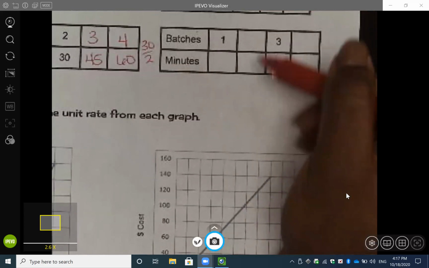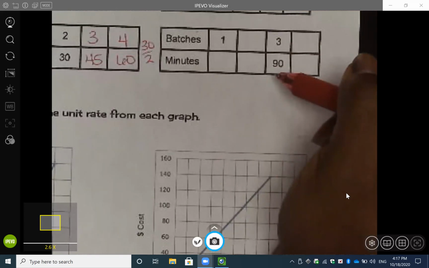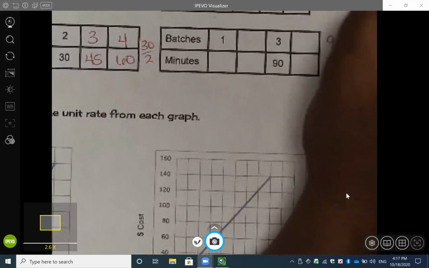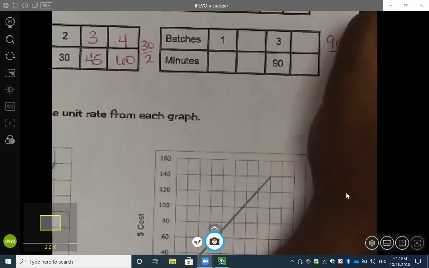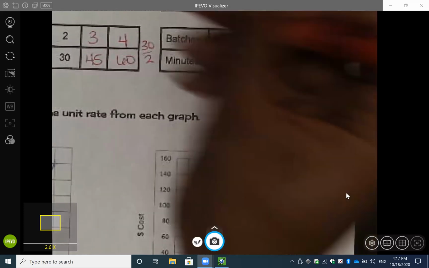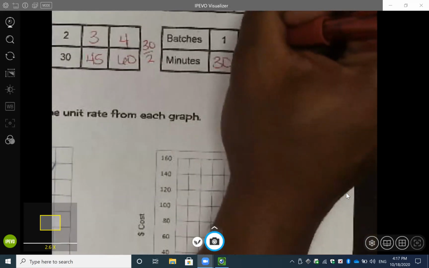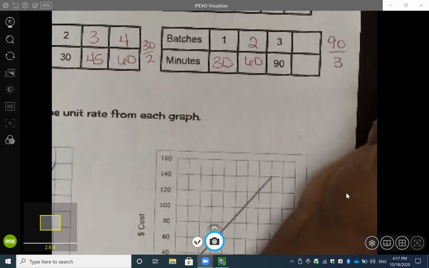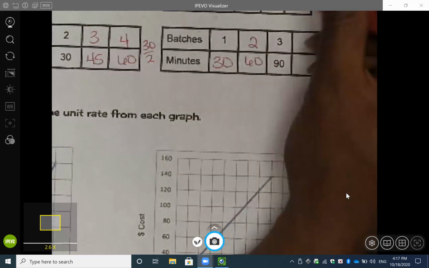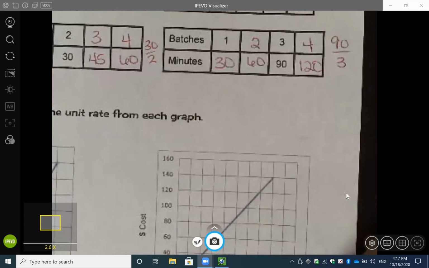Next, we have batches and minutes. So you can basically, I'll just say, bake 3 batches of cookies in 90 minutes. So how long does it take to bake 1 batch of cookies? 90 divided by 3 is 30. So 1 batch will bake in 30 minutes. 2 batches will bake in 60 minutes. 3 batches, 90 minutes. And 4 batches, it will take 120 minutes.